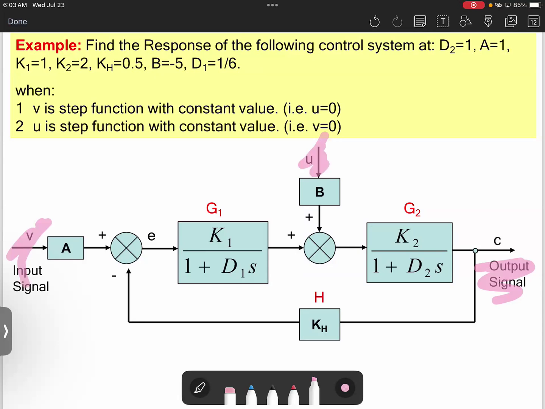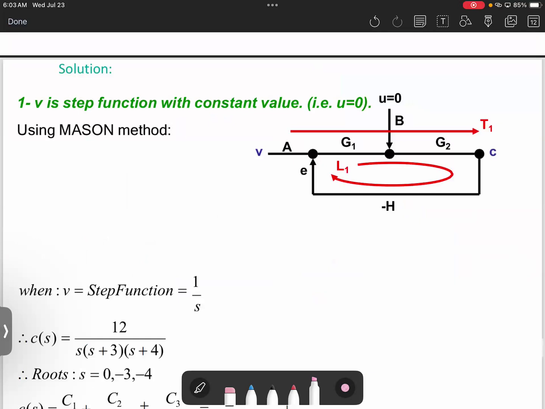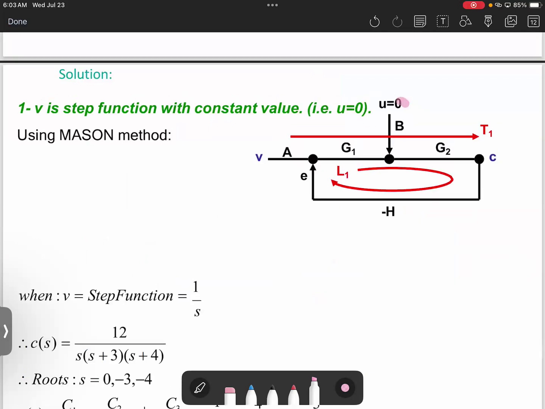The first thing, let's use Mason rule to solve for C over U. The second thing, C over V, or C over V, then C over U. So the first thing, assume U equals 0. The only thing that we have is this. In order to do Mason rule, it's super easy.